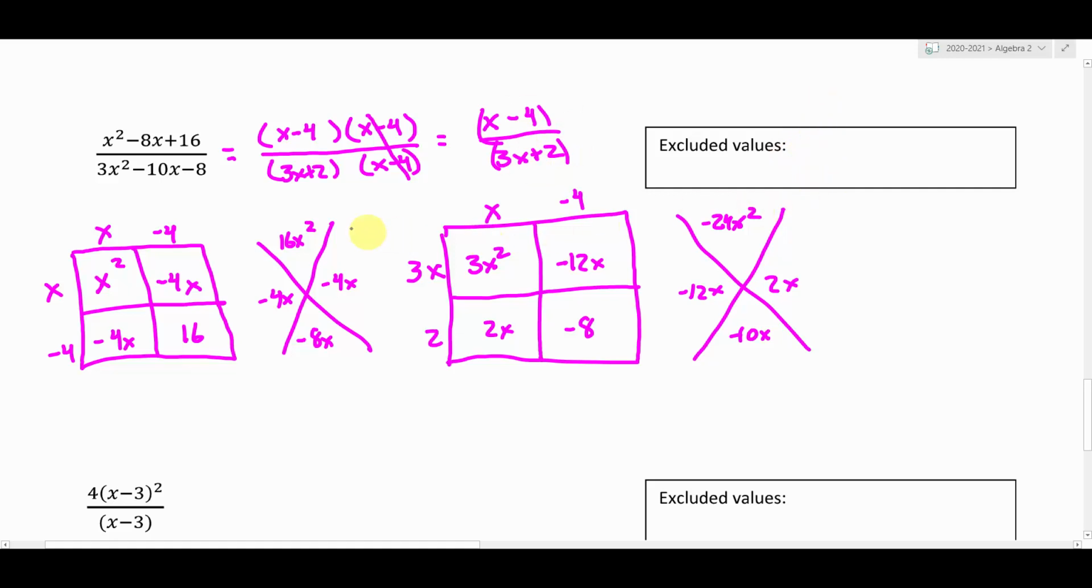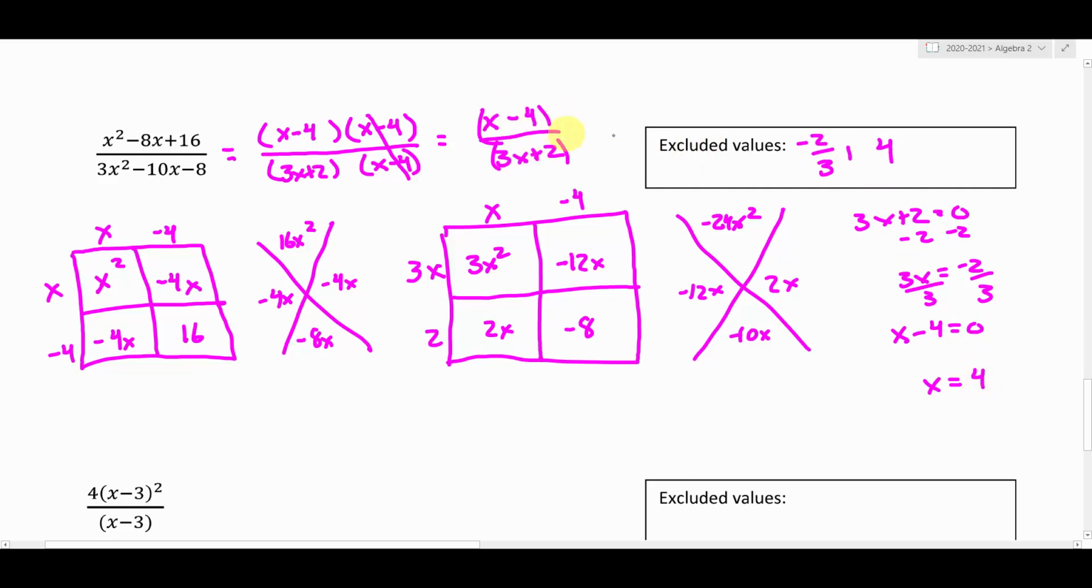Now I got to find my excluded values. So I'm going to go back to this one right here. This is before I canceled anything out. And I'm going to take each of these factors and I'm going to set them equal to 0. And then we would solve, right? So we would subtract 2 from both sides, so we get 3x equals negative 2. Then we would divide by 3. So one excluded value would have to be at negative 2/3, and the other one would have to be at positive 4. Right? Because if I solve this one, we would get x equals positive 4.